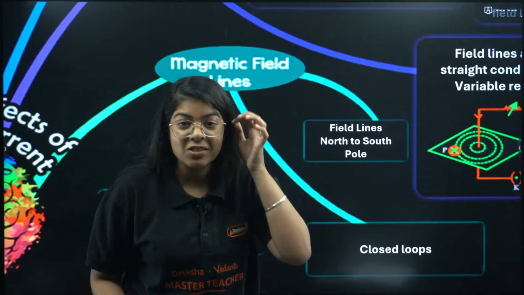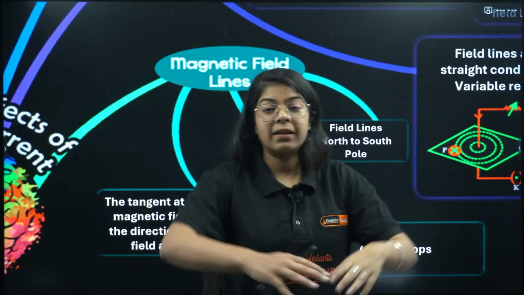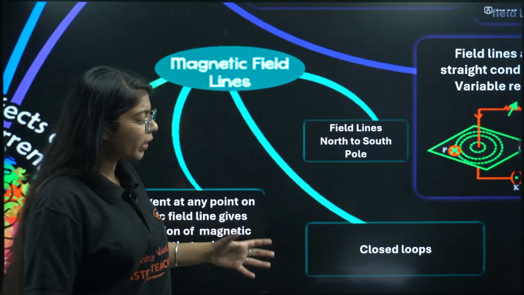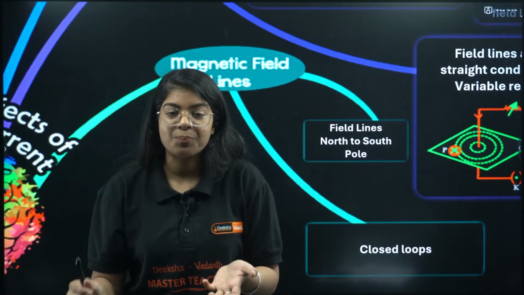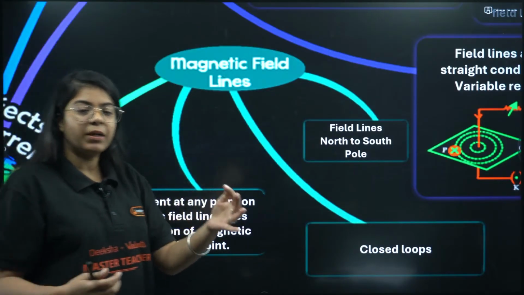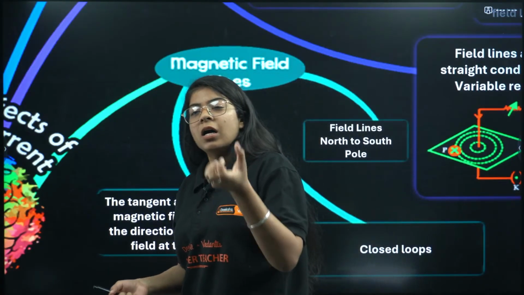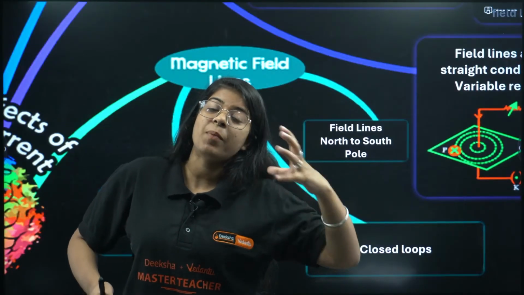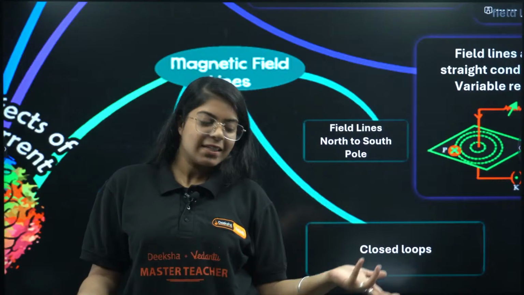Okay, so we have started the chapter magnetic effects of electric current. We saw what a magnetic field is. Now we'll be moving towards magnetic field lines. So what are magnetic field lines? Basically, magnetic field lines are the imaginary lines around a magnet in which, if I place a compass or a magnetic material, let's say iron filings, they will align themselves in a particular direction in the form of lines. Those are called magnetic field lines, correct?